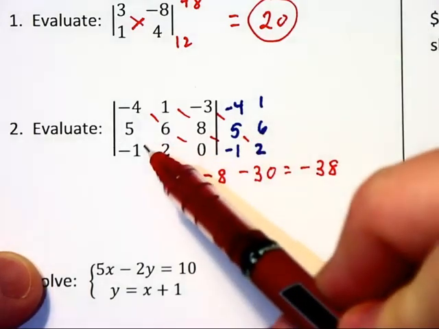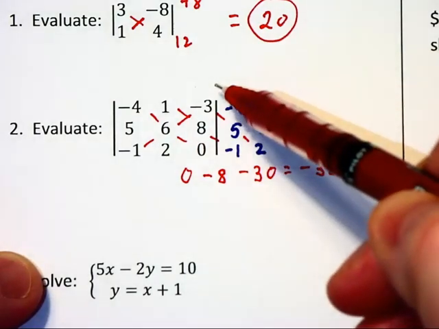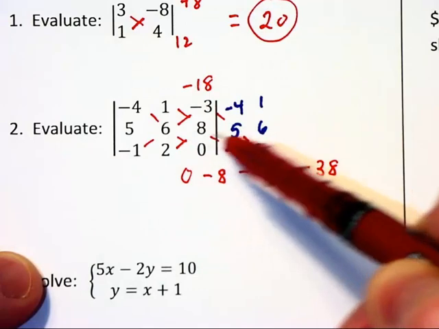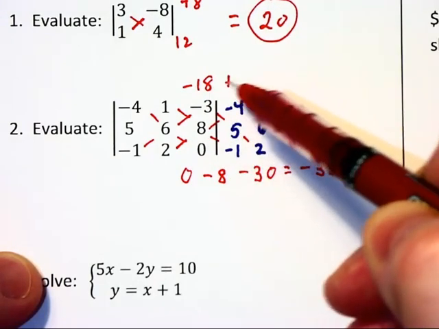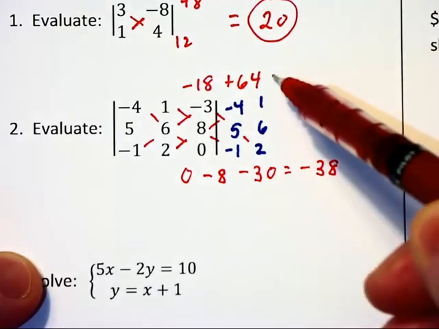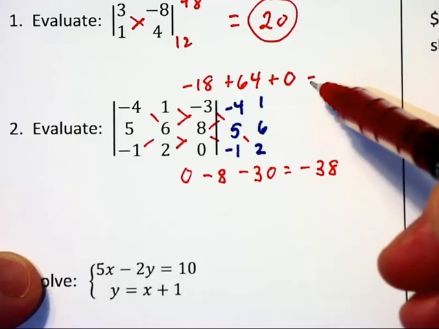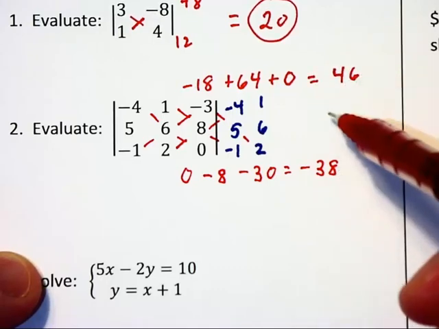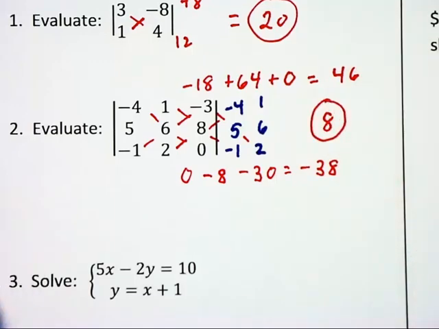Multiplying up in each of these diagonals, the first diagonal, -1 times 6 times -3, makes 18, but we change that to a -18. 2 times 8 is 16, times -4 would be -64, but we change this to +64. And the third diagonal has a 0 in it, so its product is 0. And adding across we get 46. 46 plus the -38 down to the bottom is 8, and so that is the value of this 3×3 determinant.